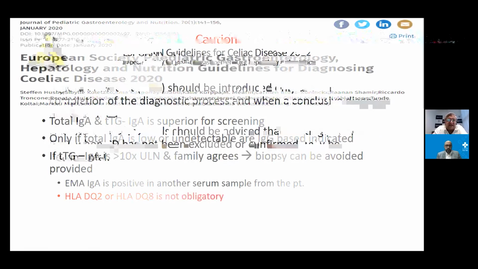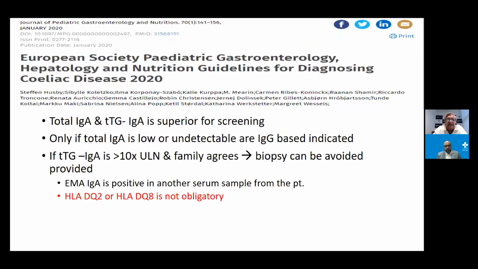In recent guidelines, a European Society has indicated that total IgA and tTG IgA is superior for screening. Only if total IgA is low or undetectable are IgG-based tests indicated. If tTG IgA is more than 10 times the normal and the family agrees, then biopsy can be avoided, provided EMA IgA is positive in another serum sample from the patient. And they mention that it's not obligatory to do HLA-DQ2 or HLA-DQ8.